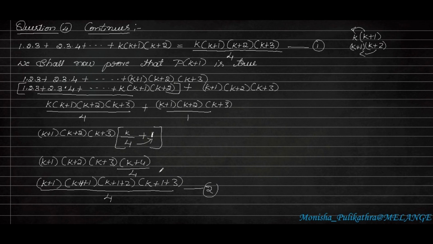Next compare equation 1 and 2. So what do we obtain? Instead of k, here it is k plus 1. Instead of k plus 1, it is k plus 1 plus 1. And instead of k plus 2, it is k plus 1 plus 2. So in all the terms, in the place of k, k plus 1 has been obtained. So this shows that if P of k is true, then P of k plus 1 is also true. So thus, P of k plus 1 is true whenever P of k is true. Okay. So if this is true, then P of k plus 1 is also true.